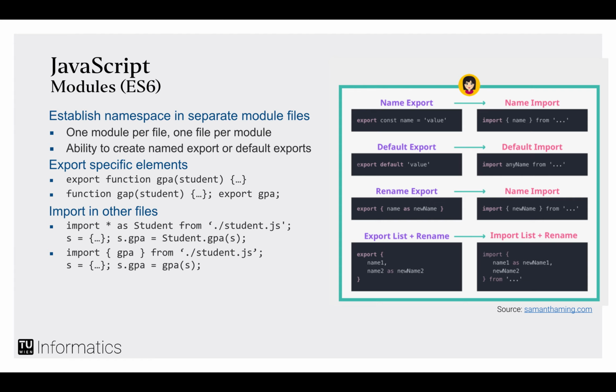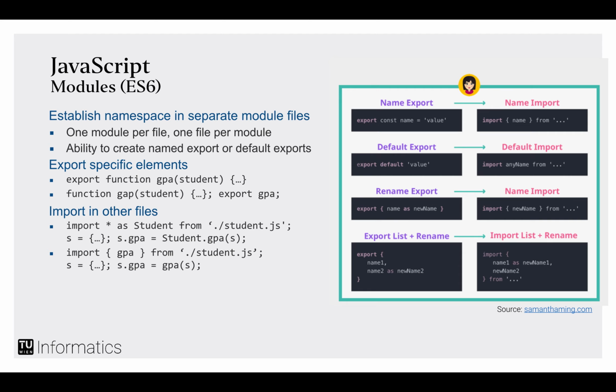Okay, and I think that's the last thing within the core language. There's this new thing in ECMAScript 6, but it's been around before in other libraries of JavaScript, is this concept of modules. And what modules do is they establish a namespace in a separate module file. And there's some rules for that, and the rules are very simple actually. You can have one module per file and one file per module. So you cannot spread out the module within different files, and one file cannot have multiple modules.